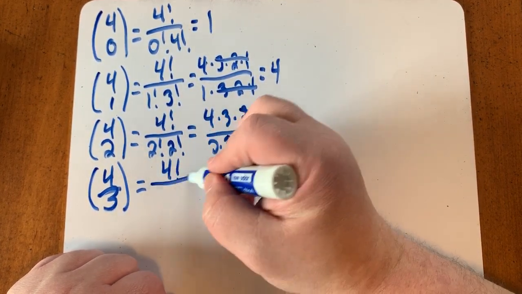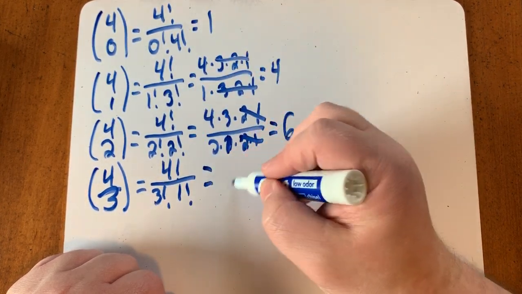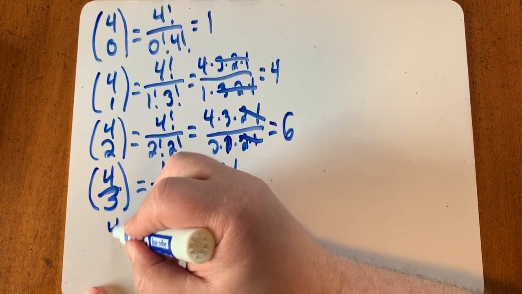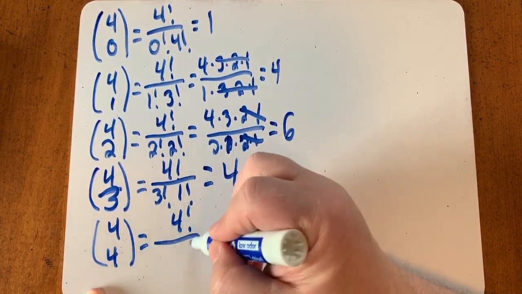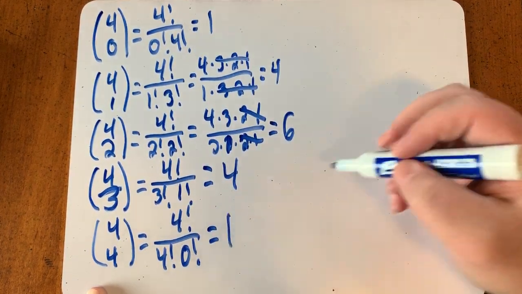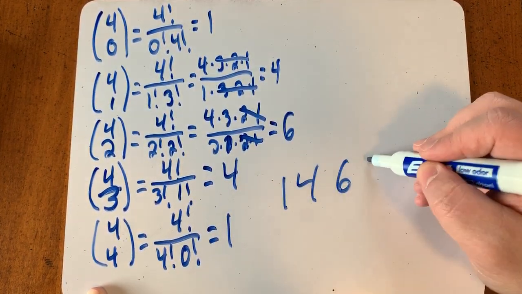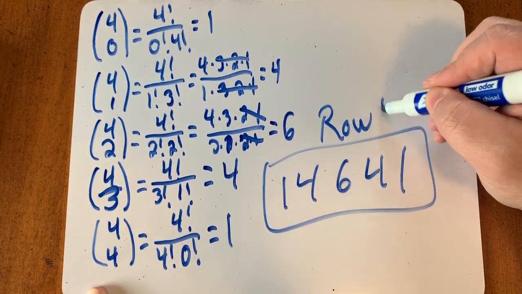4 factorial over 3 factorial 1 factorial. What? That's the same as that. And 4, 4. 4 factorial over 4 factorial 0 factorial. It's the same as that. 1, 4, 6, 4, 1. That was row 4.